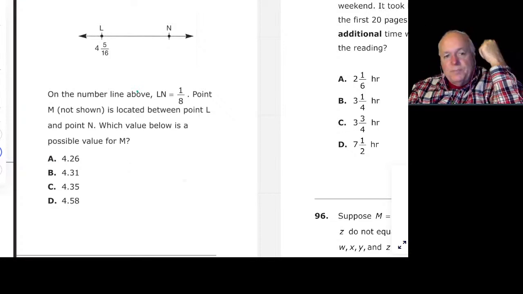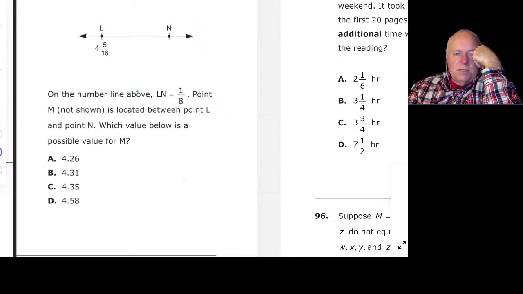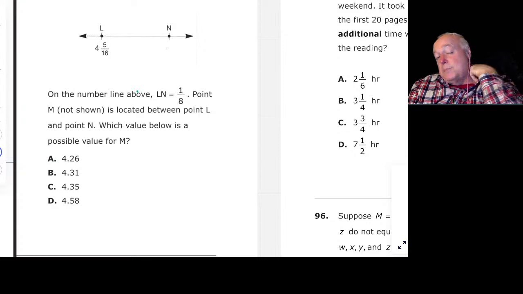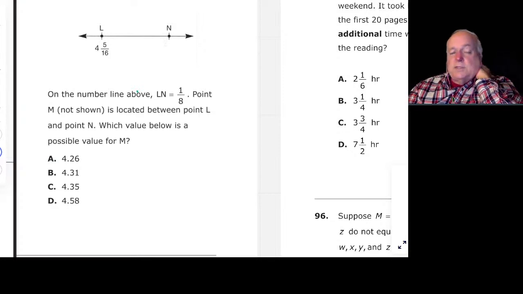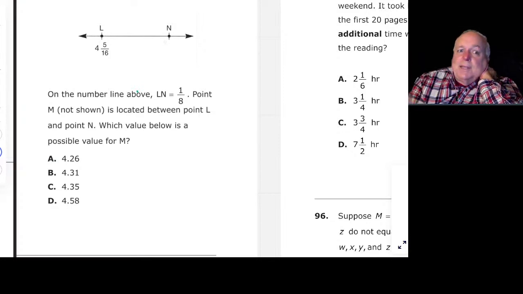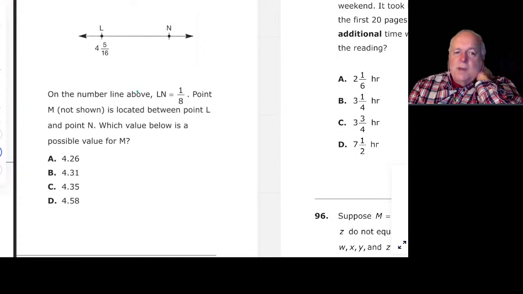Okay. So it says, I'm just going to look at it. Point L and point N are on the same line. L is 4 and 5/16. It does not give us a value for N. It's probably going to ask us to compute that and/or use it in some manner, and/or do something else. All right, so let's get to the words. On the number line above, LN is equal to 1/8. Okay, so it's saying the length of this here is 1/8.